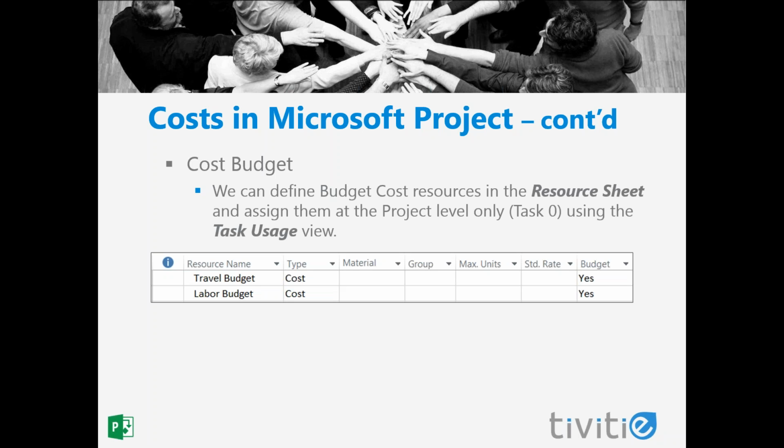We also can create budget resources. Budget resources can only be assigned at the project summary level, so to task 0. In this example, we've created 2 budget cost resources. We have a travel budget and a labor budget. So we can create as many budget resources or expense resources as we want. We're going to use the task usage view to specify the budget cost for our project.